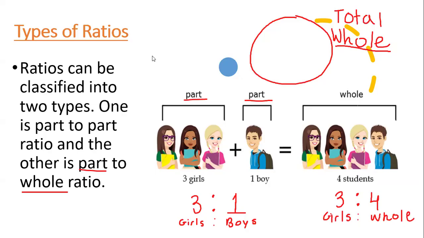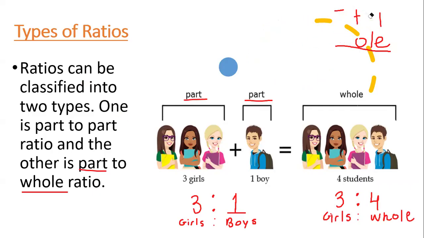I have a question. Go ahead, Andisha. Why didn't you count the boy? Why did you only count the girls? For this one, I'm just doing girls to the whole number, to the total. But if I was doing boys to the whole number, it'll be 1 to 4. That makes sense? All right, good.